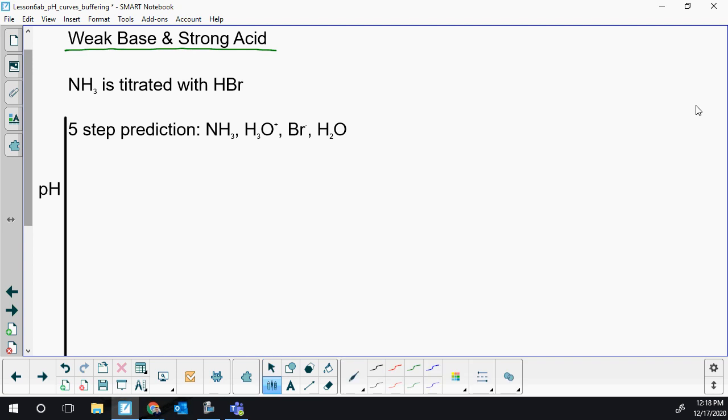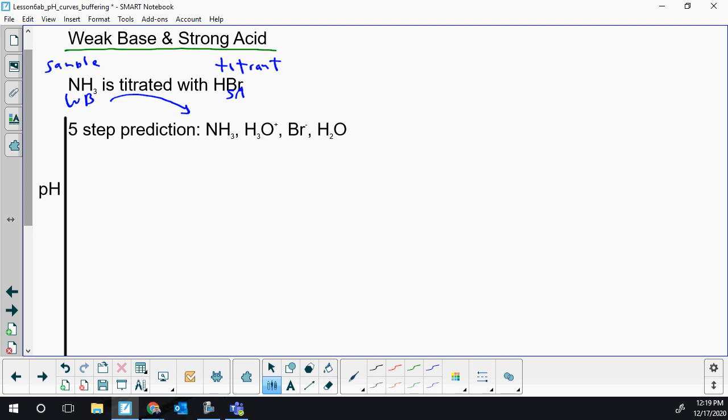Okay. Just to make sure that everybody's clear, it's always sample first, titrant second. We can do our 5 steps to predict exactly what reaction is going to occur. Ammonia is a weak base, so you leave it together when you put that on your list. Hydrobromic acid is a strong acid, so we don't see any H and Brs stuck together in the reaction. It's going to ionize 100%.